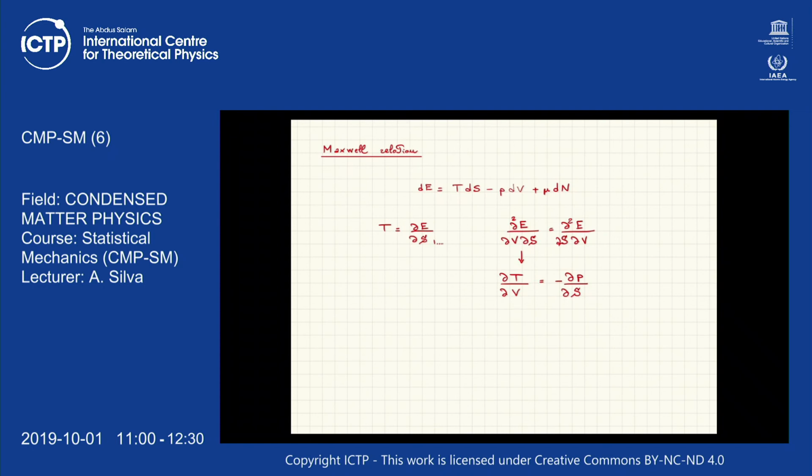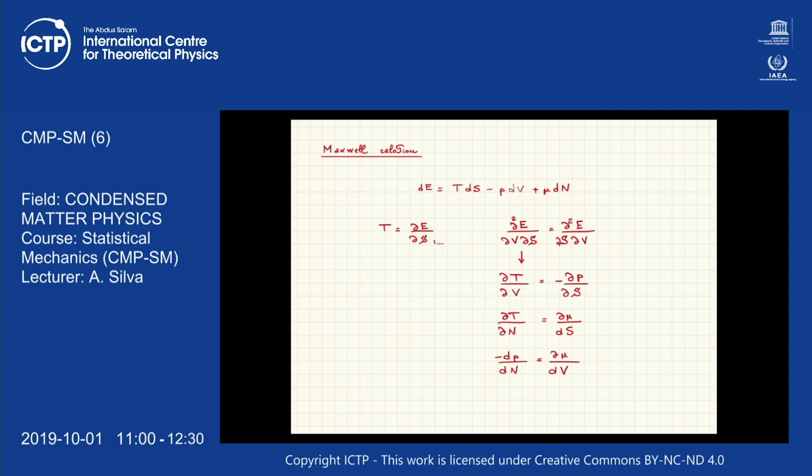If you now do this for the other two variables, you will discover that dT/dN is equal to dμ/dS, or minus dP/dN is equal to dμ/dV. Now, notice something very, very simple. It's very easy to remember these kinds of things, okay? You just have to remember who is conjugated with whom.